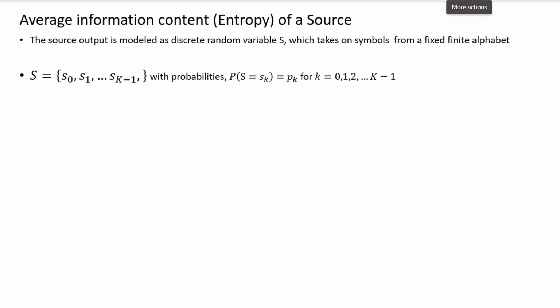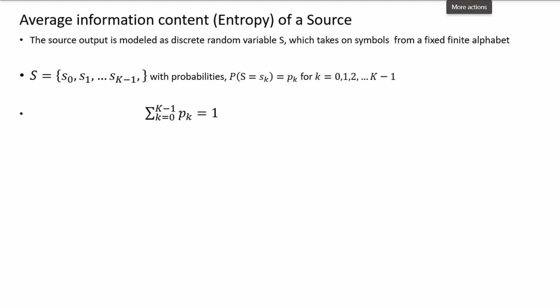We model the source output as a discrete random variable S, which takes on symbols from a fixed finite alphabet, which we have already discussed. S is the source alphabet: s0, s1, and so on up to s(K-1). There are K symbols, with probability of occurrence of a particular symbol sk being pk, where k equals 0, 1, 2, and so on up to K minus 1, and the total probability equals 1. This we are aware of, right?